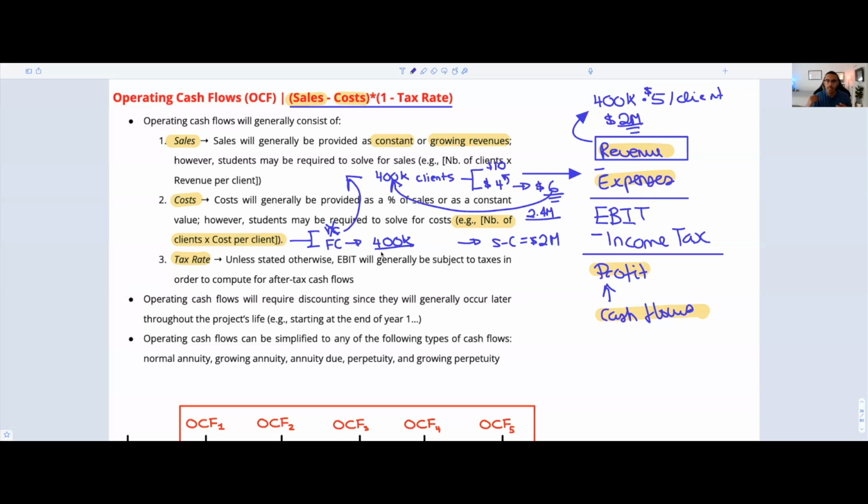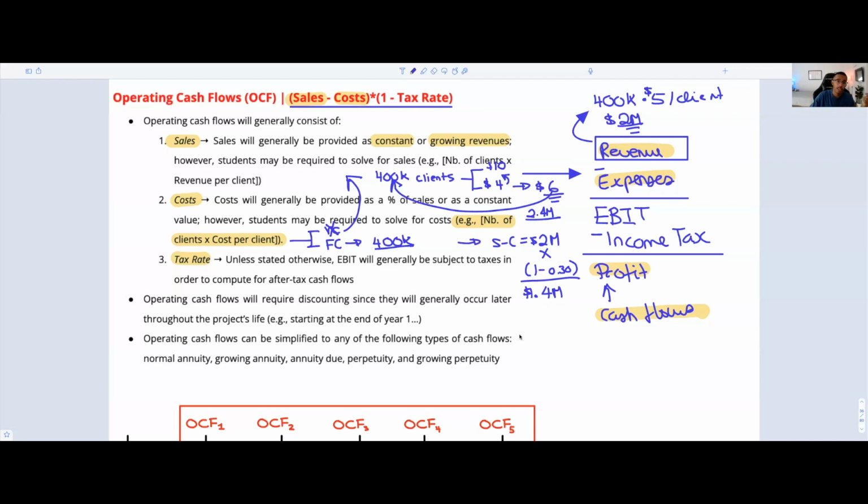So now that we have that, it's not over yet, okay? Because notice how I wrote, unless stated otherwise, for looking at the tax rate, your earnings before income taxes are going to be subject to taxes, okay? So you're going to have to multiply your sales less costs by 1 minus the tax rate. In this example, you could have done 2 million times, if the tax rate is 30%, times 1 minus 0.30. And that would give you, if I could do some quick math, after-tax cash flows of $1.4 million, okay? So you always need to do that.